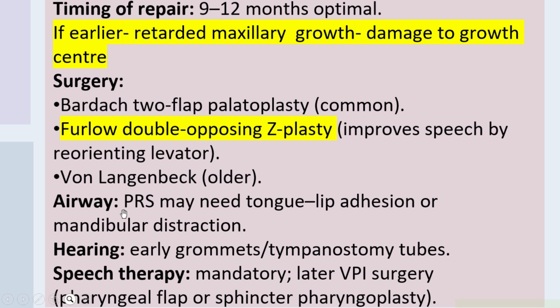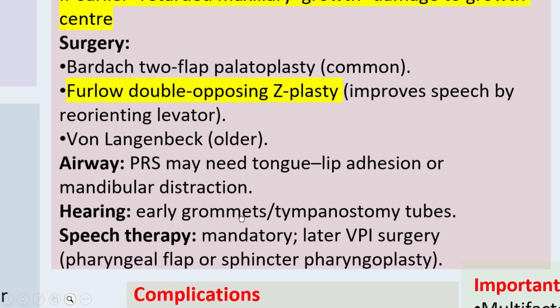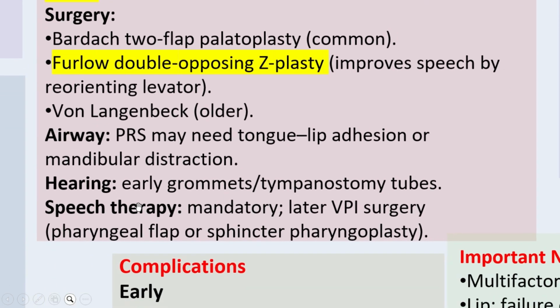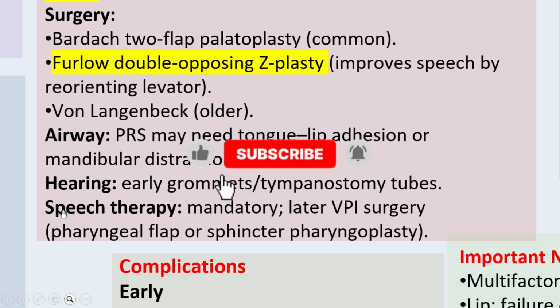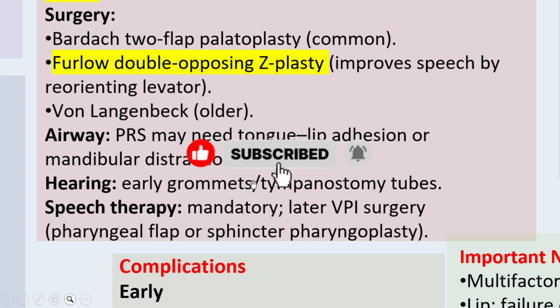You may need to do a tongue-lip adhesion or mandibular distraction. Then when it comes to hearing, you may need hearing aids and tympanostomy tubes, because remember there are issues with the eustachian tube. Since these people develop a lot of effusion, you need to put in a tympanostomy tube to try and drain that.